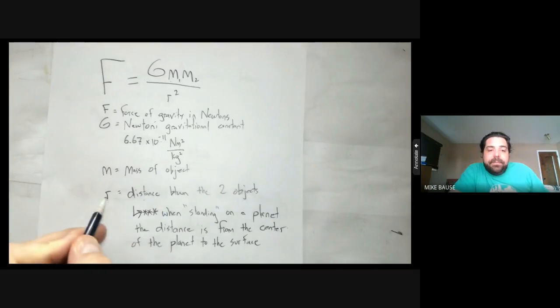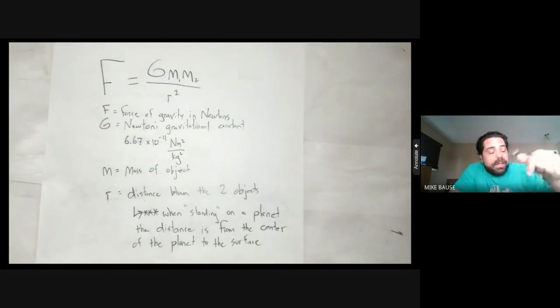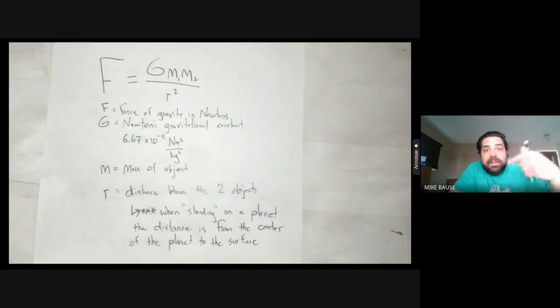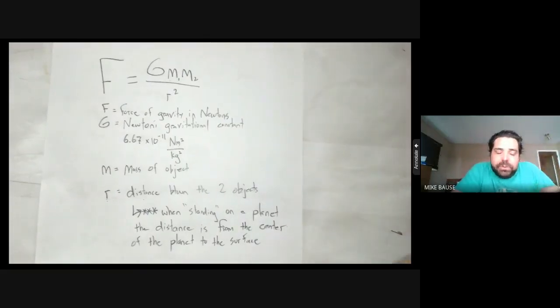So it's always going to be the radius of the planet, because the center of gravity between you and planet Earth is really the center of the Earth, because Earth's gravity is so much more than our gravity. So that's what we use. We use the radius, okay?